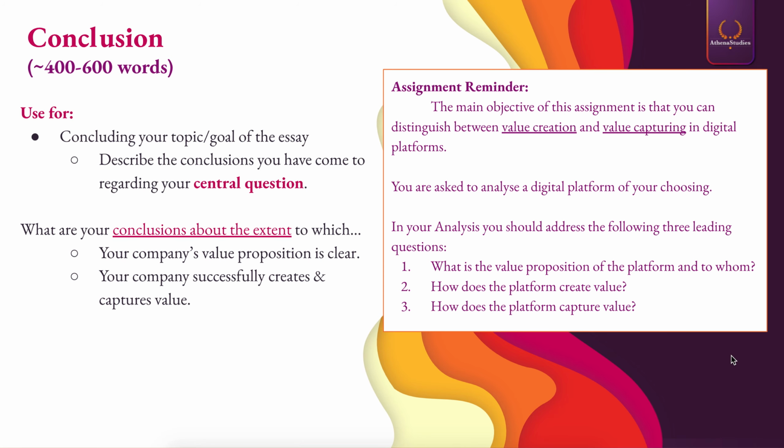And what the conclusion is for is essentially exactly what it says in its name. You're concluding the topic and goal of your essay. So you are describing the conclusions that you have come to regarding your central question, which is the main idea or main purpose of your paper. The things that you need to address are: what are your conclusions or results about the extent to which your company's value proposition is clear, and also to what extent does your chosen company successfully create and capture value for their business.